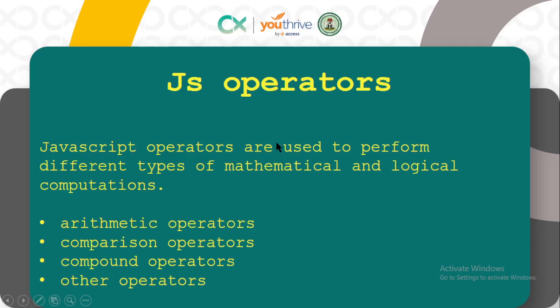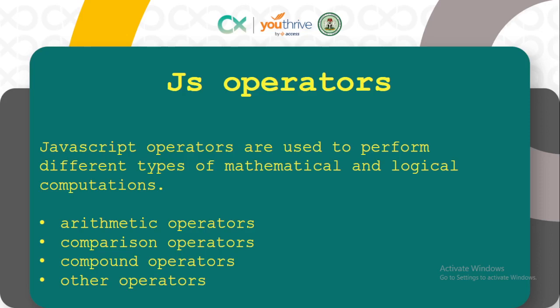Okay, so in this part of the video, we are going to learn about JS operators. So what are JavaScript operators? JavaScript operators are used to perform different types of mathematical and logical computations. You can group the many operators that we have in JavaScript into these four types.